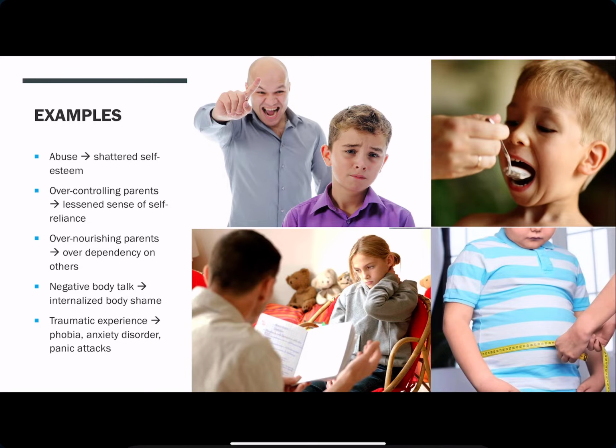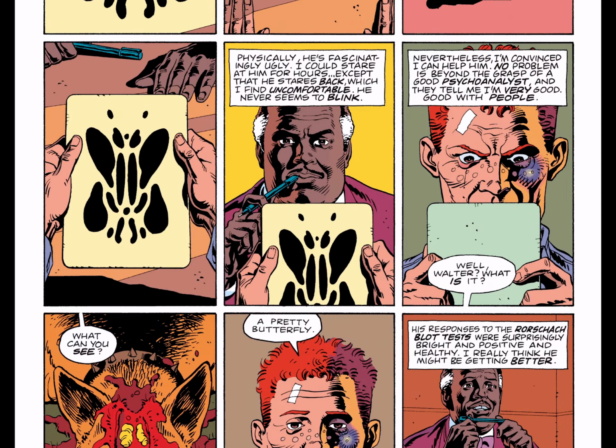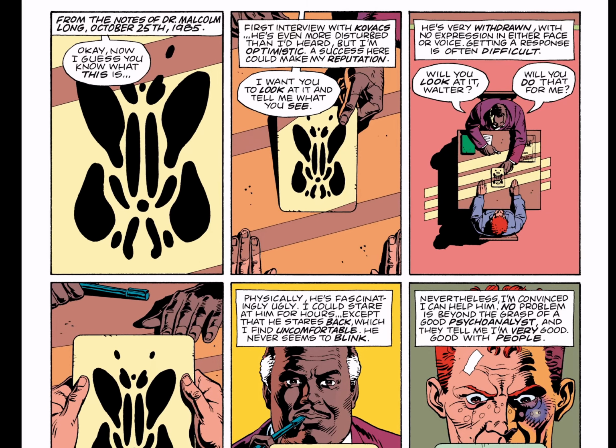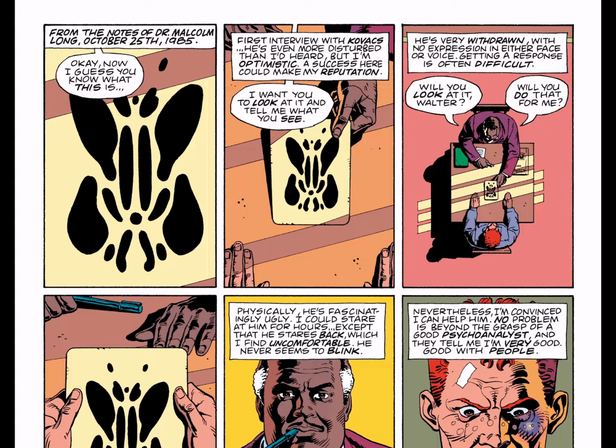And I think implicitly, right, we understand that there's some truth to this. Maybe reducing the entirety of a person's behavior to early childhood experiences is a bit of an oversimplification, but nevertheless, hopefully you all understand a little bit of what's going on here, or at least what the psychoanalyst is trying to prove about Rorschach. And so this psychoanalyst believes that he'll be able to fix him. He says right up here in the middle, "I'm optimistic a success here could make my reputation."